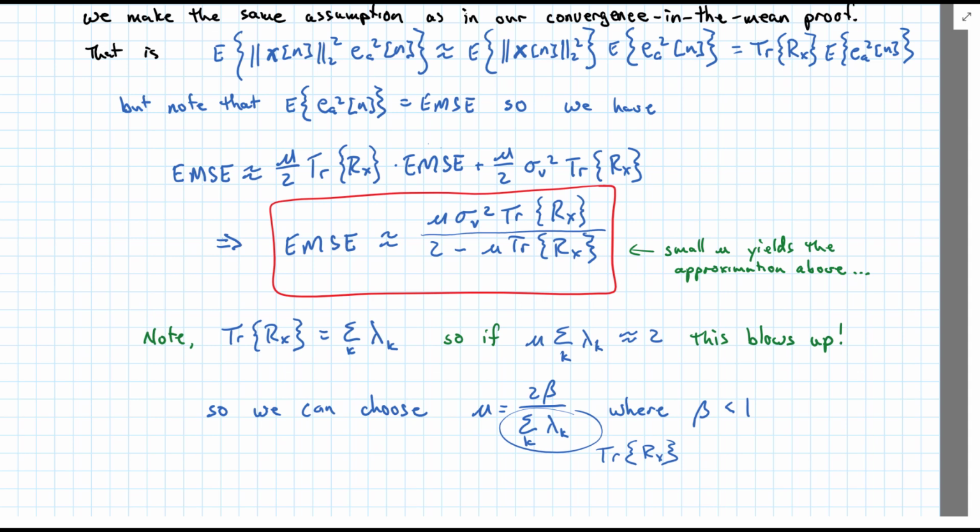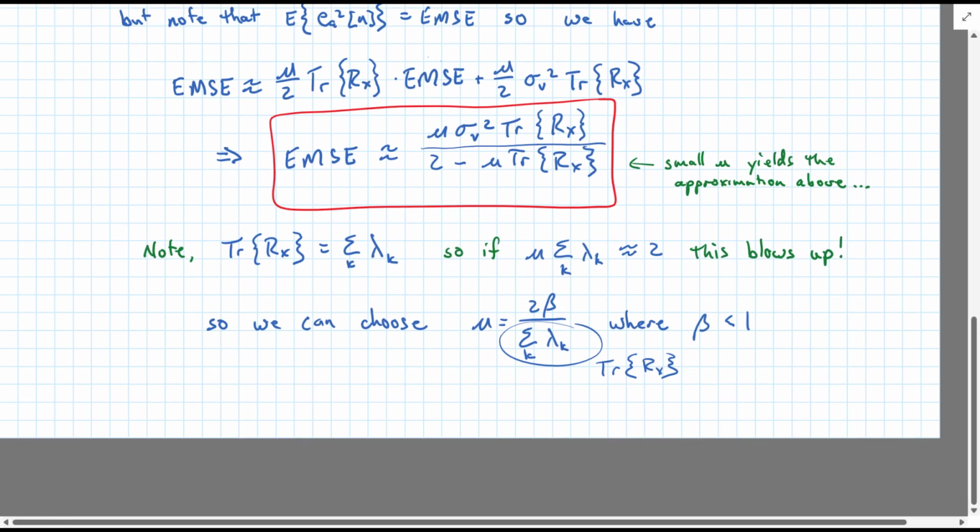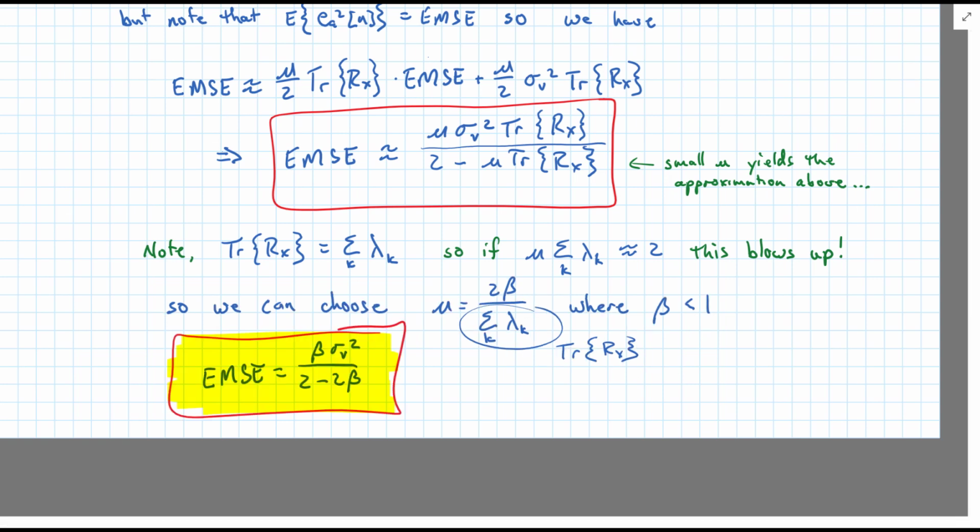Okay, so the takeaways here are that the excess mean squared error is directly a factor of our mu, which we can now express in terms of this beta, if we like, and the beta will give us something that now looks like this, where the trace of Rx, or the sum of eigenvalues, is cancelled out, and now it's purely a function of beta and the unpredictable or unavoidable noise energy sigma v squared, which is also our E min.